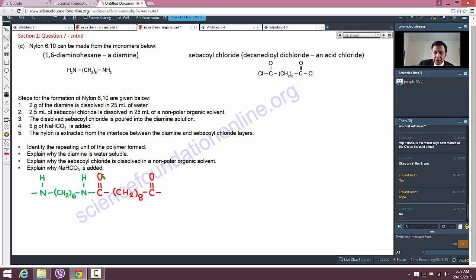Explain why the sodium hydrogen carbonate is added. The sodium hydrogen carbonate, HCO3 minus, is a base. It reacts with the acid to give you H2O, CO2, and of course Na plus and Cl minus. If you didn't remove the HCl, what will it do? The acid can hydrolyze the amide link and it will destroy the nylon as soon as it is formed.